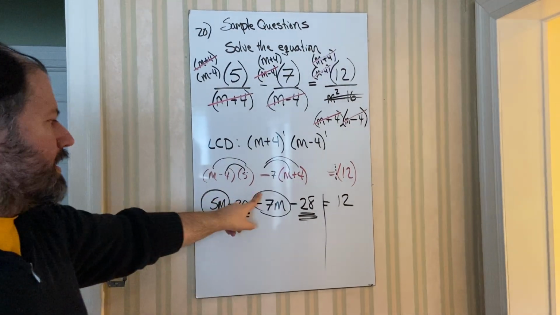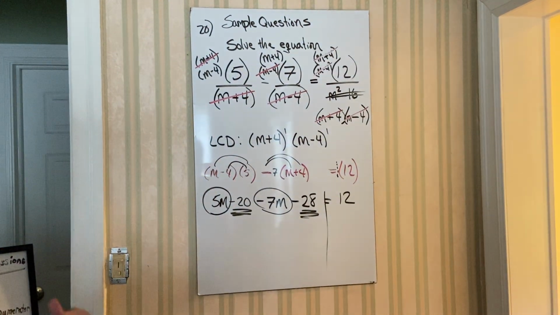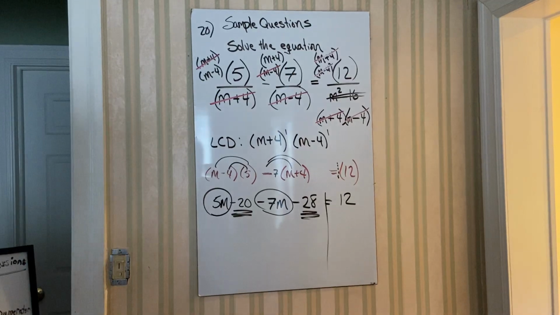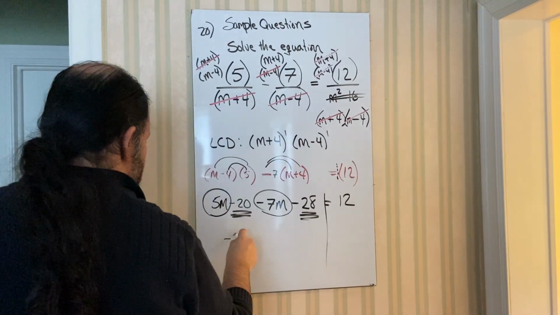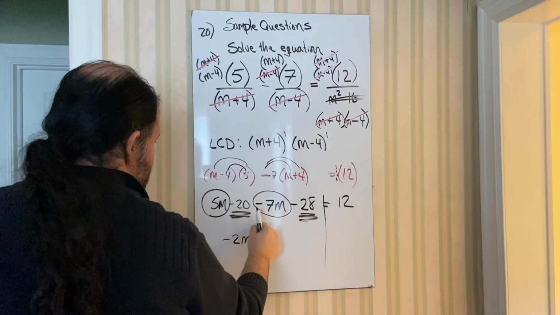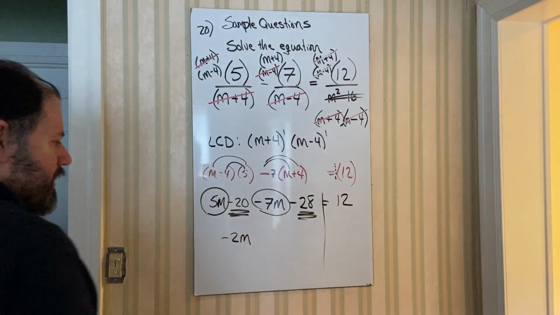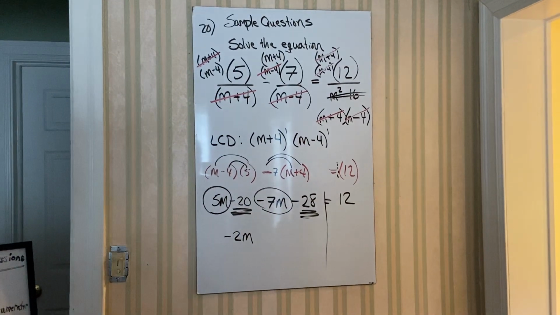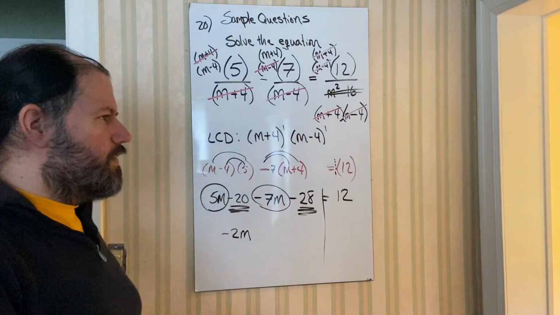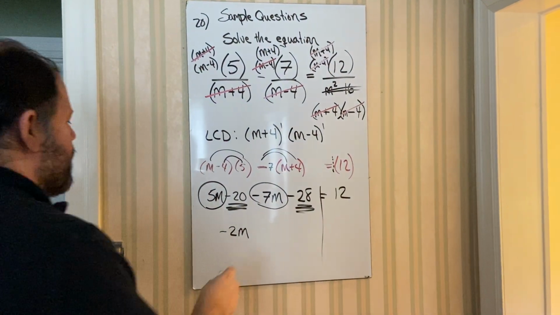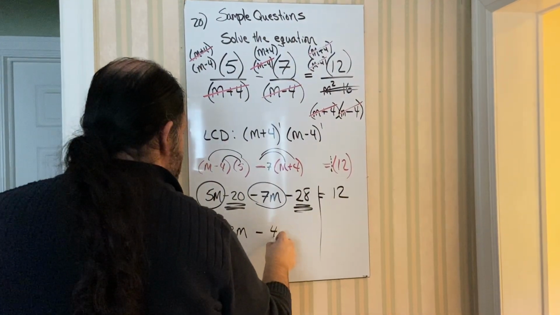So 5m and a negative 7m, you just combine them by subtracting, you get negative 2m. Remember, I'm not doing any additive inverses. It's not like I add 7 here and add 7 here. You're just collecting. Here, negative and negative, you add. When you add those, you get negative 48.